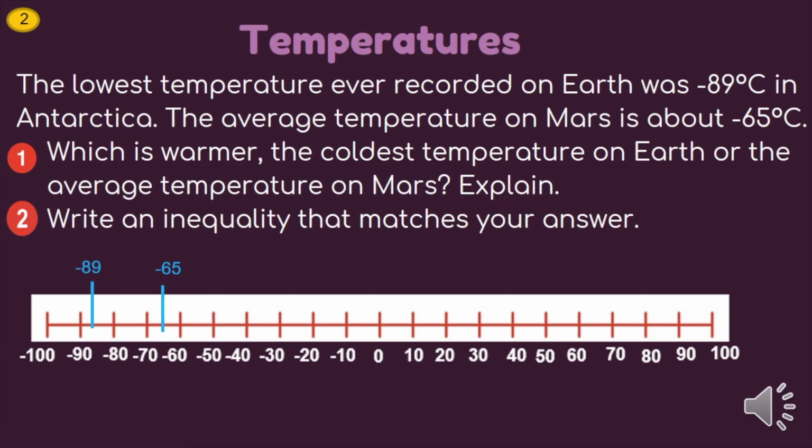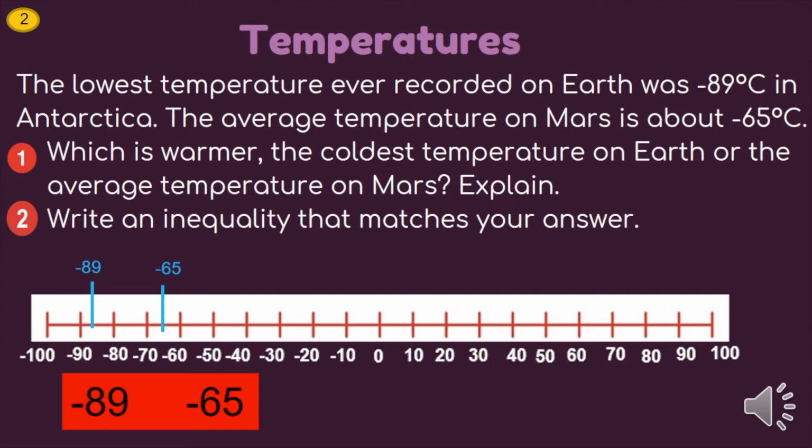So which number is closer to 0? Based on our number line, negative 65 is closer, which means that the average temperature on Mars is warmer. Now let's write an inequality to match our answer. That's the second thing that we have to do.